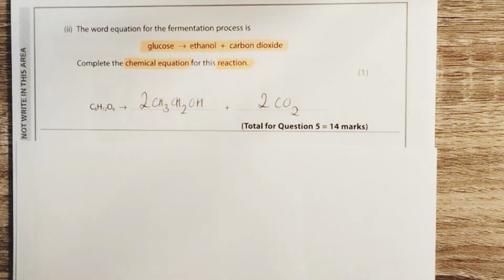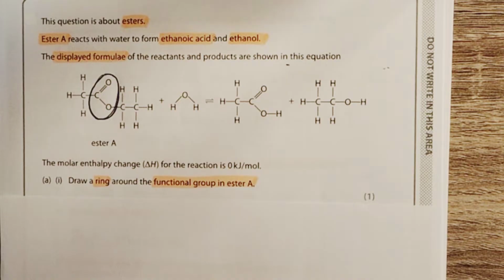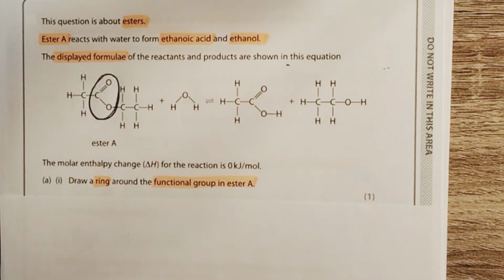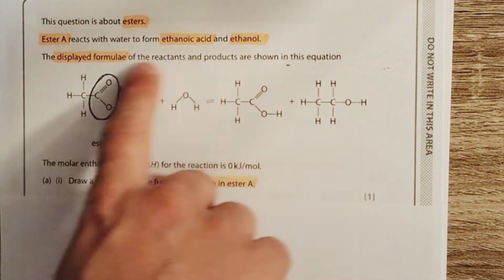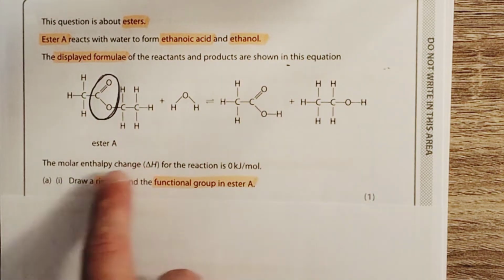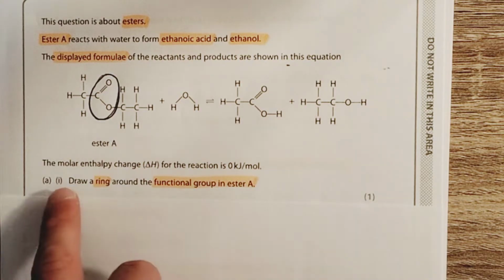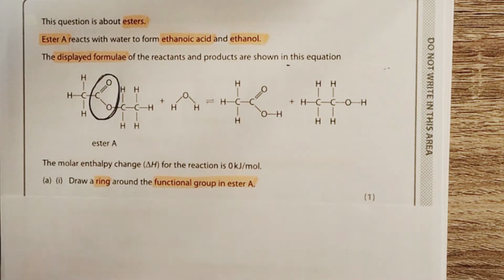Continuing the theme of organic chemistry, this next question is about esters. Ester A reacts with water to form ethanoic acid and ethanol. This is a hydrolysis reaction. The displayed formula of the reactants and products are shown in the equation below. The molar enthalpy change, or delta H, for the reaction is 0 kilojoules per mole. That'll come into play later. Draw a ring around the functional group in ester A.